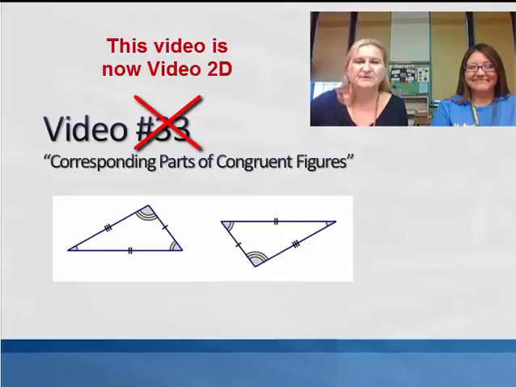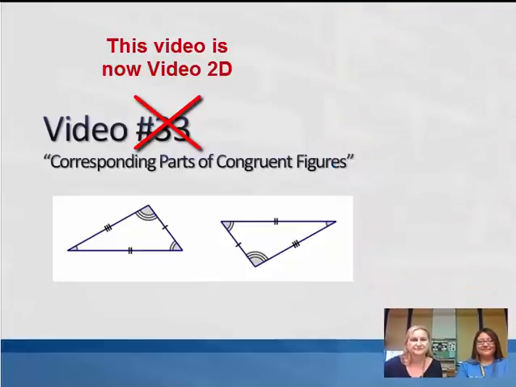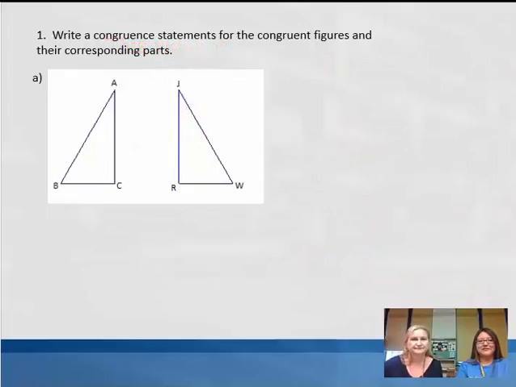Hopefully you remember from the past that two figures are congruent if they are exactly the same size and exactly the same shape. So let's take a look at some examples. We'll start with our first slide here. We want to write a congruent statement for the congruent figures and their corresponding parts.